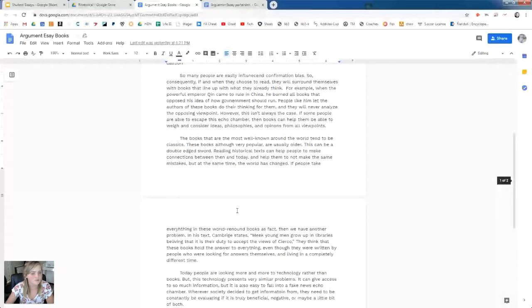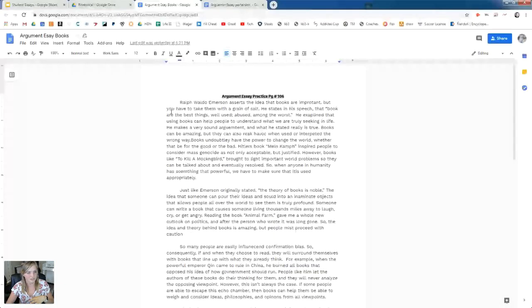So this one I already kind of started explaining, but it's talking about books are bad and books are good, and you have to say somewhere in the middle, books are bad, books are good.